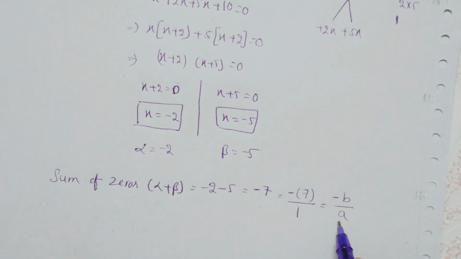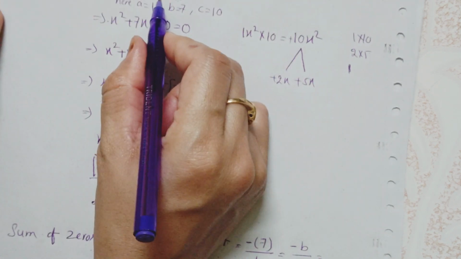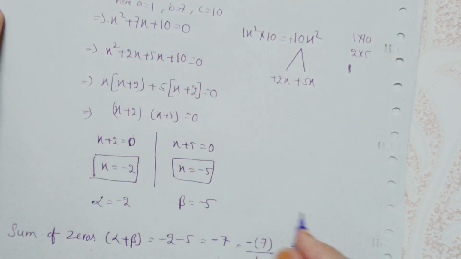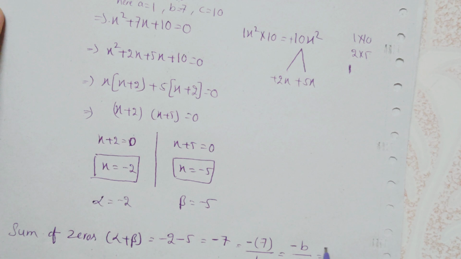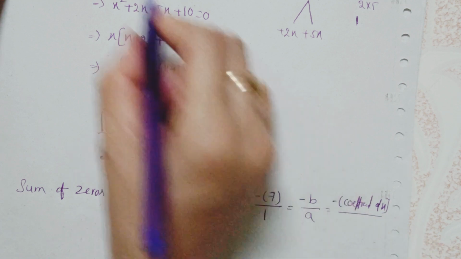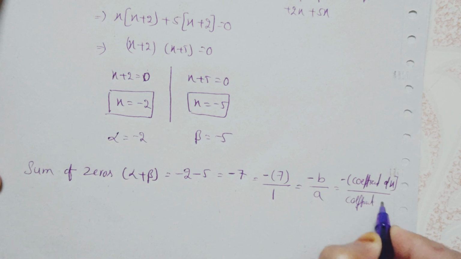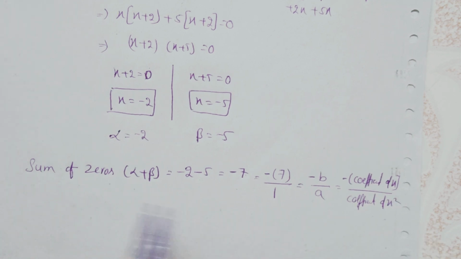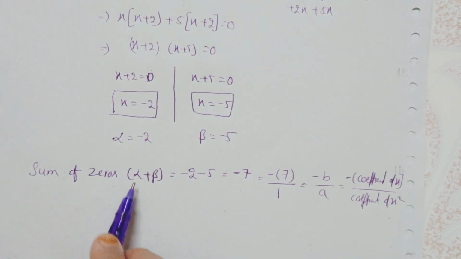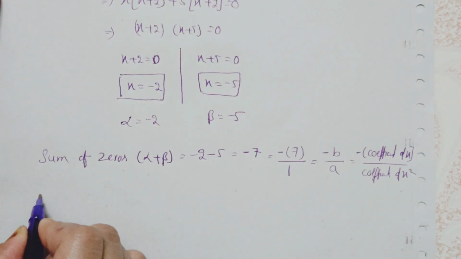Minus b by a. What is minus b? Minus b is nothing but coefficient of x. Minus of coefficient of x, by a means coefficient of x square. So sum of zeros alpha plus beta equal to minus of coefficient of x by coefficient of x square. Now we'll do the product of zeros.